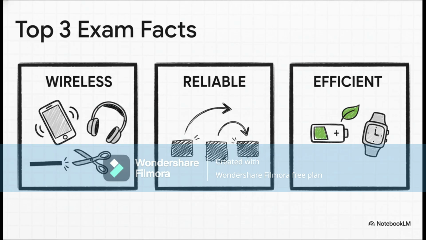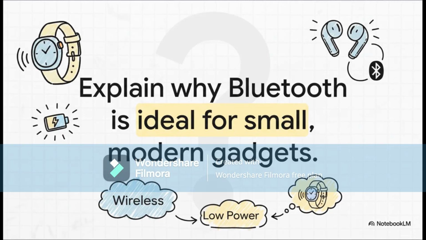Number 1, it's wireless, because it uses radio waves to get rid of cables. Number 2, it's reliable, because that smart frequency hopping, FHSS, dodges any interference. And number 3, it's efficient, because its low power use is the secret sauce for all those small gadgets we love. So I'll leave you with this final thought, a classic exam-style question.